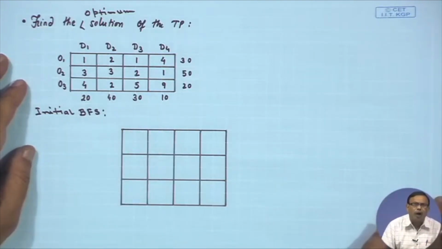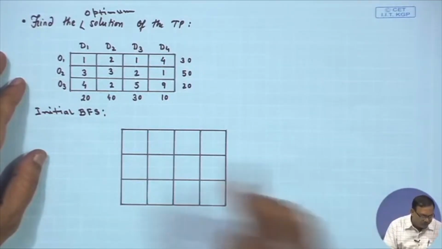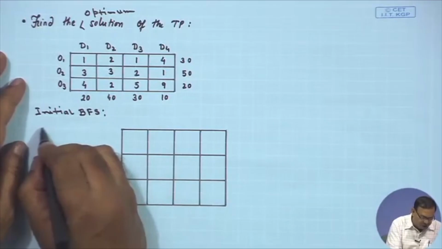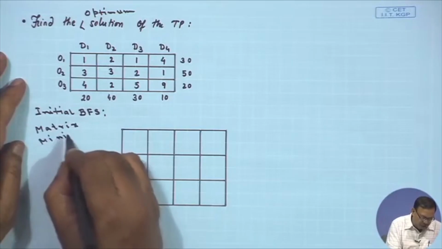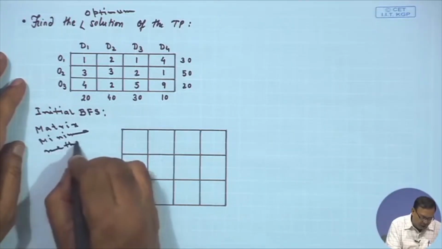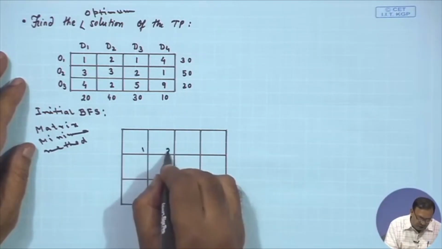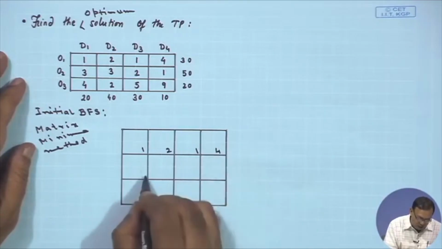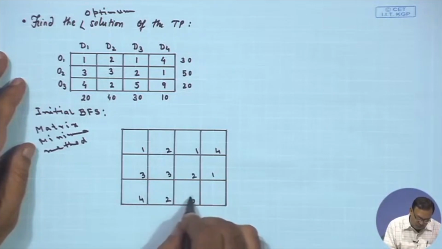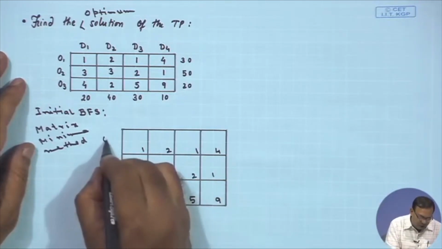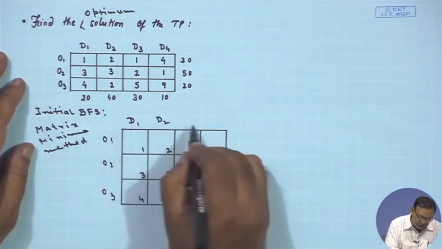Now, you know the method, so I will not describe the initial basic feasible solution; directly I will write it down. I am using the matrix minima method here to obtain the initial basic feasible solution. The costs for this problem are 1 2 1 4, 3 3 2 1, 4 2 5 and 9, with supplies 10 20 30. I will not write the labels. These are D1, D2, D3 and D4.